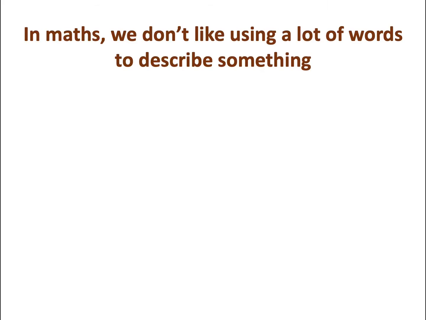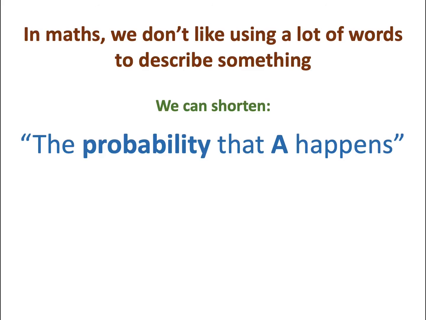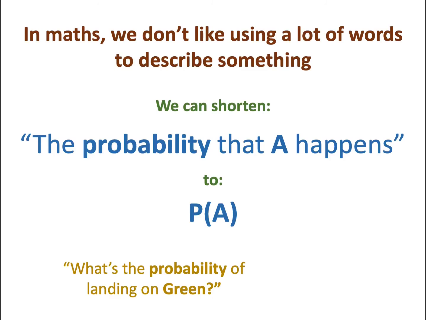In maths, we don't like using a lot of words, so we look for ways to shorten things. For example, we can shorten the probability of A happening to P bracket A. An example of how we can use the shortened form is: what is the probability of landing on green? This is the same as saying P bracket green, the probability of green.